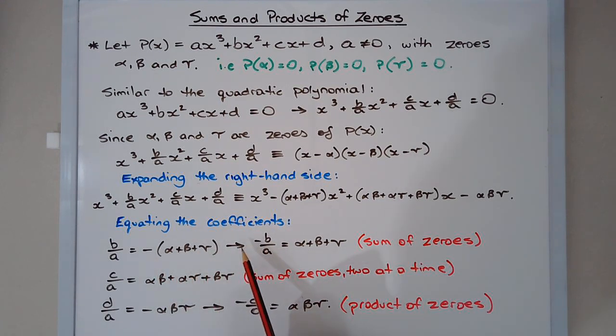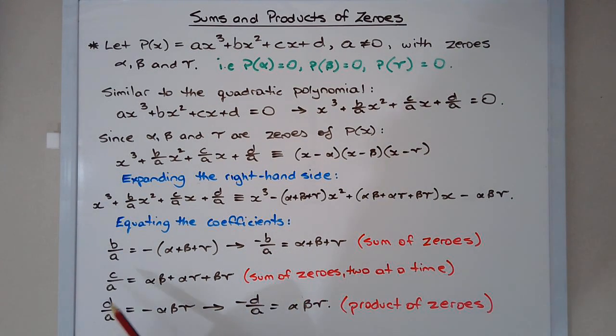We have negative b on a, so obviously moving the negative over to the other side. Negative b on a is equal to alpha plus beta plus gamma. So this is the sum of the zeros one at a time, is negative b on a. So it's similar to the quadratic, except you have 3 roots instead of 2 roots, or 3 zeros instead of 2 zeros.